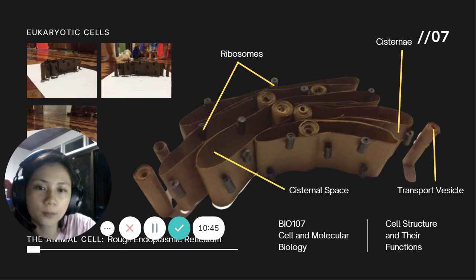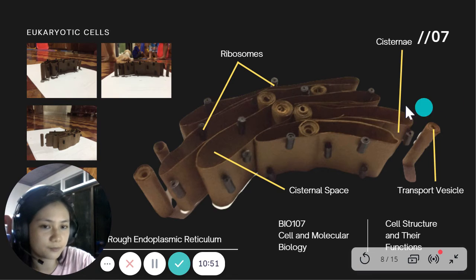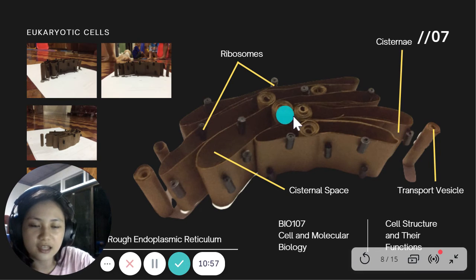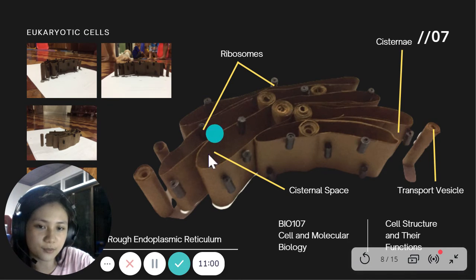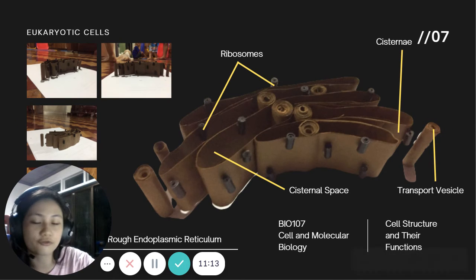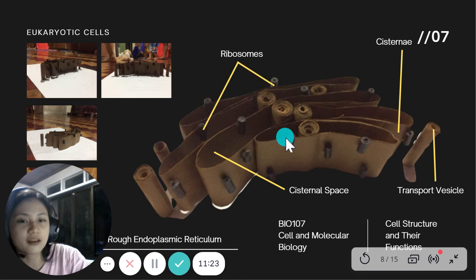Now let us proceed to the rough endoplasmic reticulum. As you can see, they differ, although they look closely the same, these rough endoplasmic reticulum have ribosomes attached on it. So we have here the cisternae, the cisternal space, we have the ribosomes, and we have here a transport vessel because rough endoplasmic reticulum functions for the synthesis of proteins. I mean, the ribosomes in the rough endoplasmic reticulum are responsible for the synthesis of proteins.